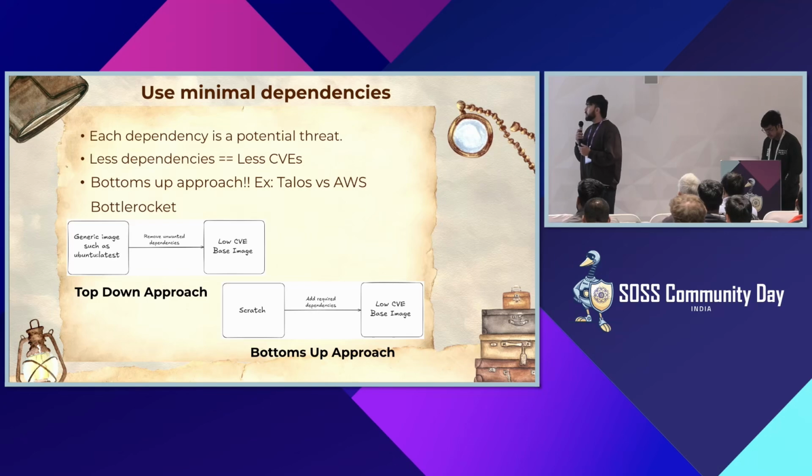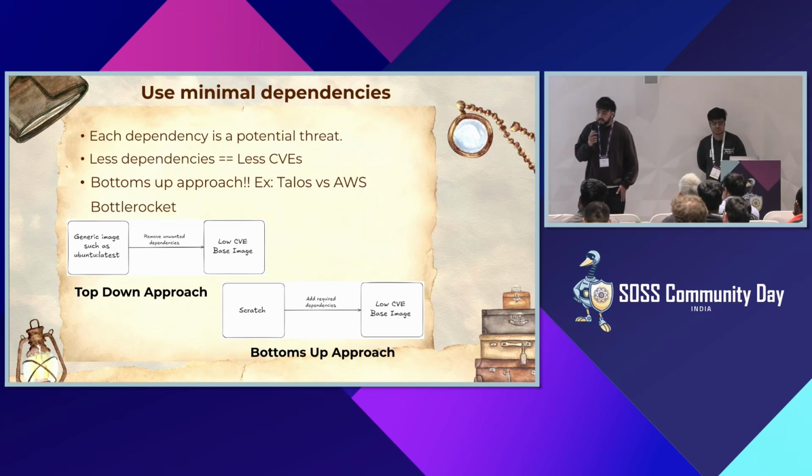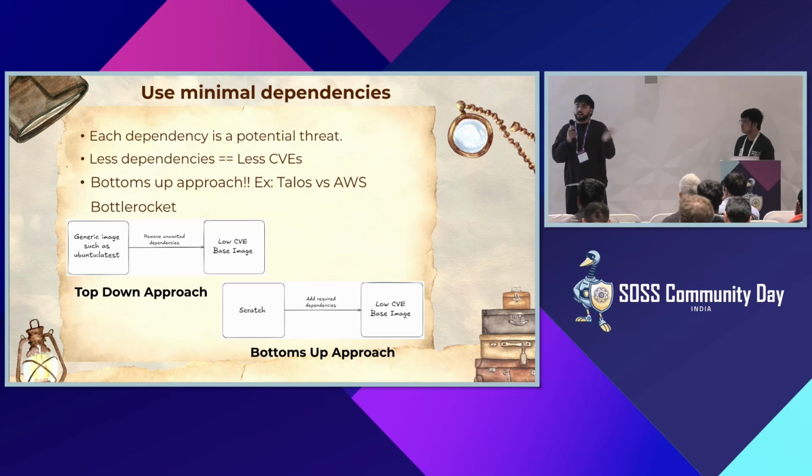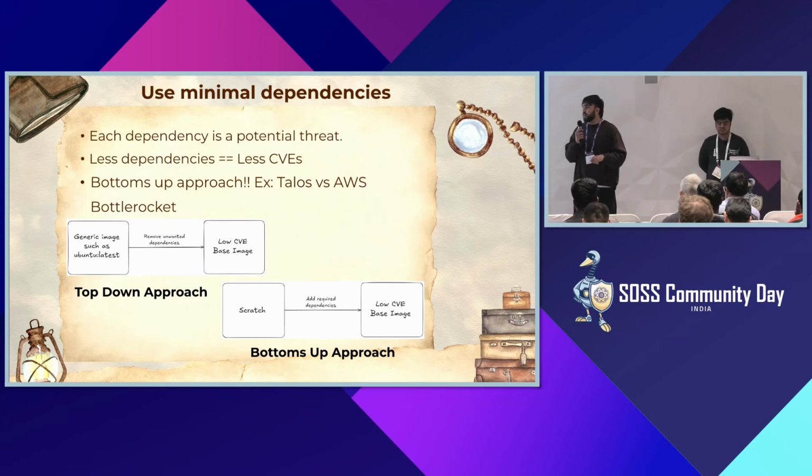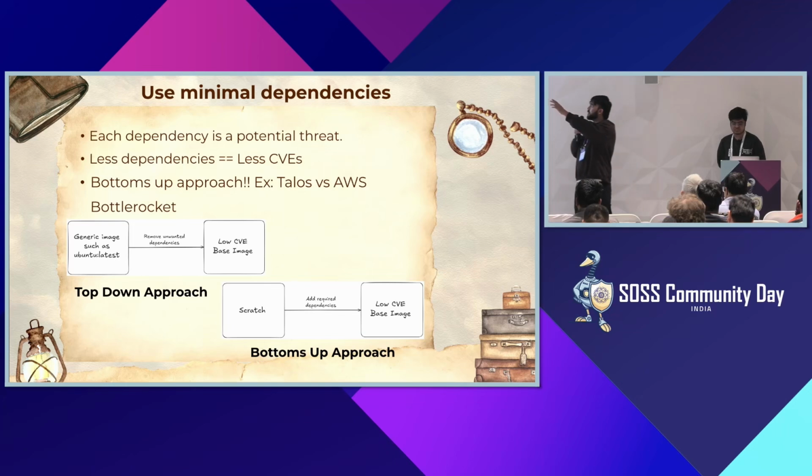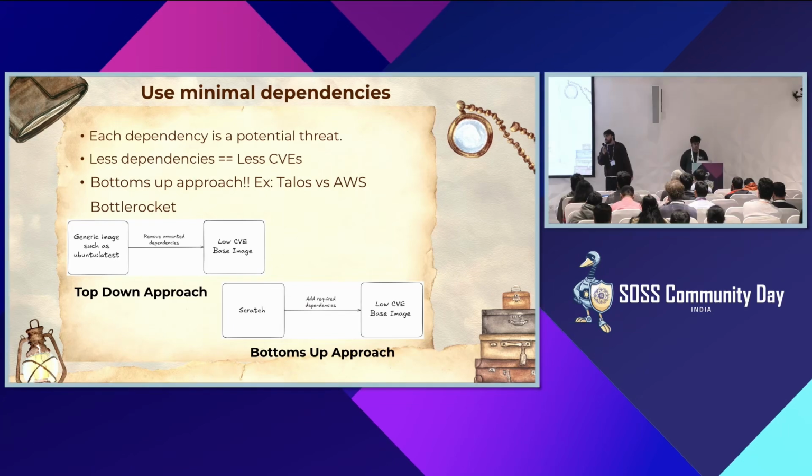Coming to the solutions or strategies that we can implement to overcome this flood of CVs, the first one can be the use of minimal dependencies. What companies or people usually do is they'll have a generic image in the Dockerfile, like Ubuntu, and it'll have around 100 dependencies. And in actuality, only 20 dependencies are being used by the project. So the remaining 80 dependencies are increasing the risk of CVs for your project.